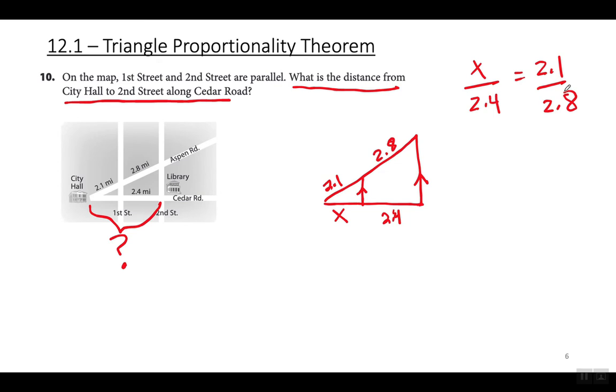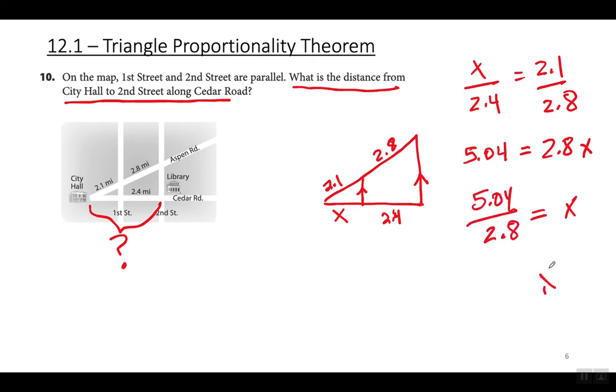Let me get a calculator here, just 1 second. Okay, so I'm going to multiply 2.1 times 2.4. All right, and that's going to give me 5.04. And x times 2.8 is 2.8x. Now to solve for x, I'm going to divide. So 5.04 divided by 2.8. So x is going to equal 1.8.